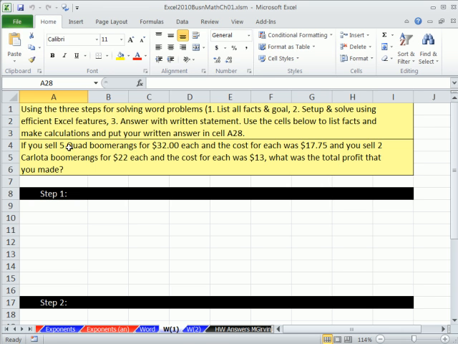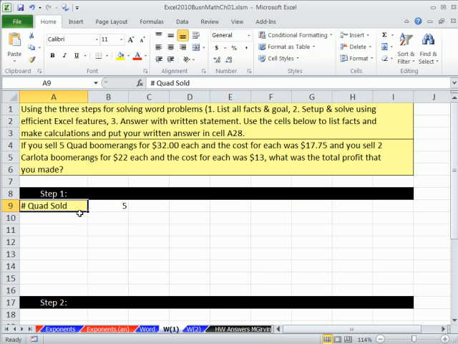If you sell 5 quad boomerangs. So right there, the number of quad boomerangs sold is 5. So I'm going to put number quad sold. Tab is 5. Now that's some sort of auto format feature picking up from here. I'm going to show you a great trick on the home.